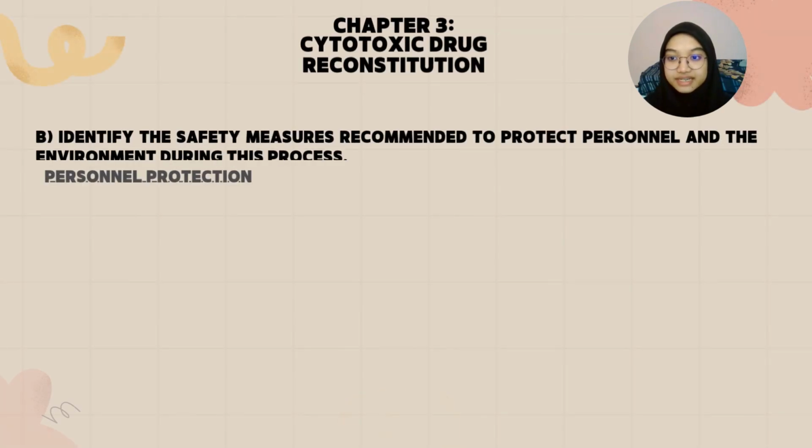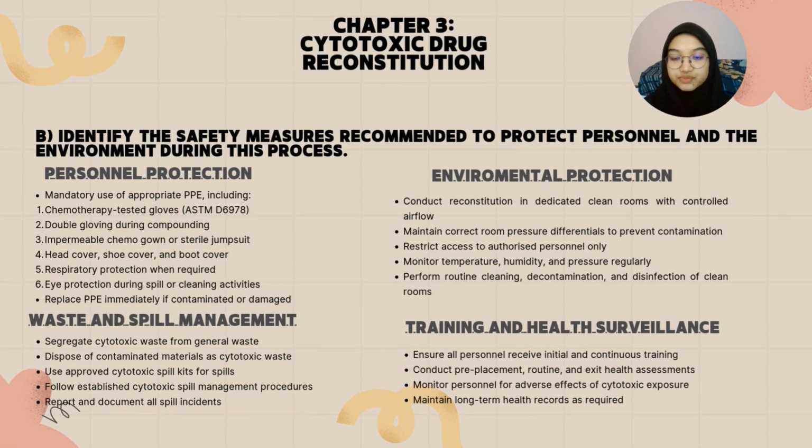The next part is to identify the safety measures recommended to protect personnel and the environment during this process. For personnel protection, cytotoxic drugs are hazardous, so personnel must wear appropriate PPE at all times. This includes ASTM D6978 tested gloves, impermeable gowns or jumpsuits, head covers, and shoe or boot covers. Respiratory and eye protection are used when inhalation or splashing risk exists. Damaged or contaminated PPE must be replaced immediately.